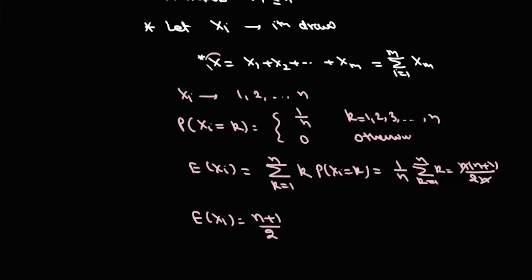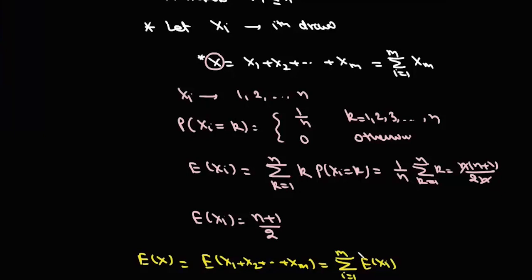Now for this random variable X, we can find its expectation using linearity of expectation. So we can write expectation of X as expectation of X1 plus X2 plus Xm, which we can also write as summation expectation of Xi, where i varies from 1 to m. Now expectation of Xi is (n plus 1) by 2, so it will be simply m into (n plus 1) by 2, and that's our first result.